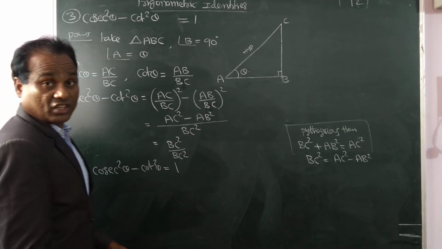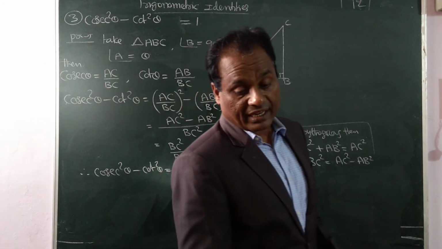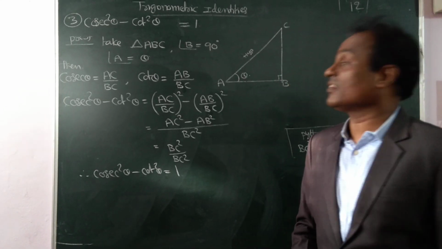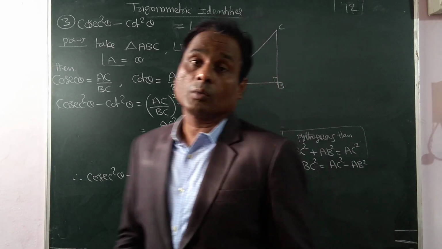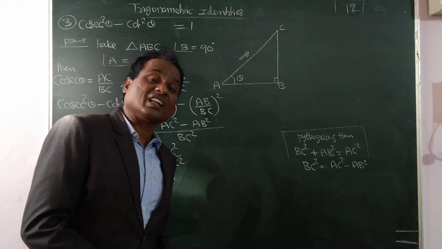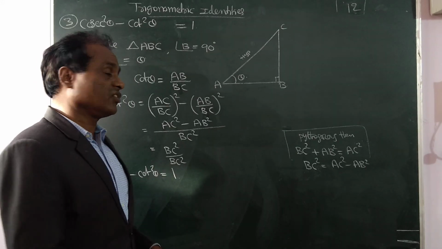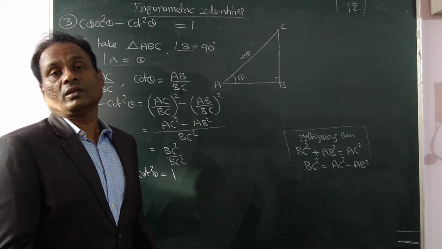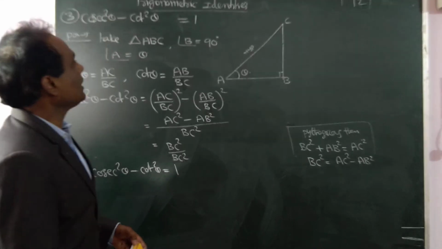So 3 identities we proved, very important identities. Practice these identities and remember them. Tomorrow we are going to start the next exercise using these concepts, so you compulsorily have to remember them. Let us conclude here.